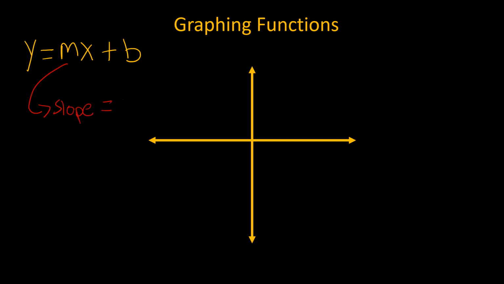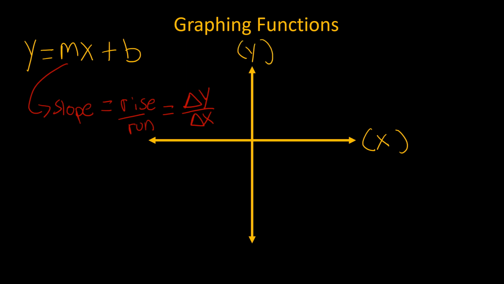And it's going to be equal to rise over run. Another way of saying that is it's going to be equal to the change in y over the change in x. By the way, in case you didn't know, this is going to be your x-axis and this is going to be your y-axis. Right? So the slope is equal to the change in the y values over the change in the x values, rise and run. The other variable you're going to need to know is your b, and this is going to be your y-intercept. So let's work through some examples and it will make more sense.